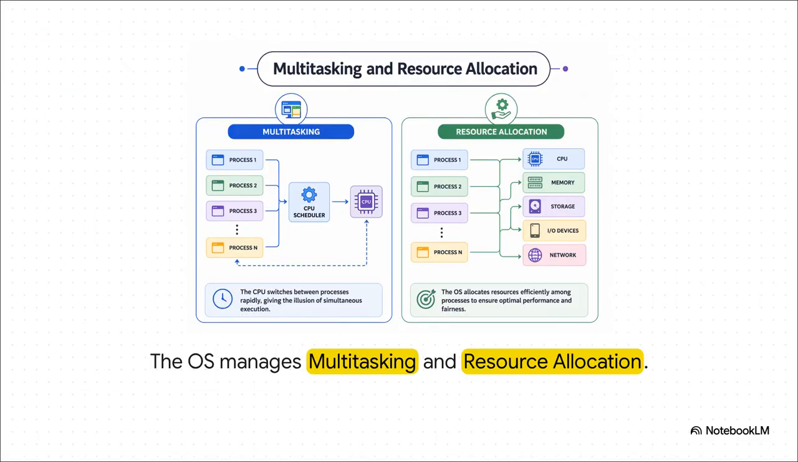Let's look at the big picture here. You've essentially got two massive jobs happening at once. On one side, you have multitasking, which is driven by the CPU scheduler. It's grabbing process 1, process 2, process 3, and funneling them into the CPU, switching between them to give you that illusion of simultaneous execution. On the other side, you've got resource allocation. Here the OS is acting as the ultimate gatekeeper, making sure those exact same processes get efficient and fair access to memory, your storage, input and output devices, and the network. It is constantly juggling both of these huge responsibilities.